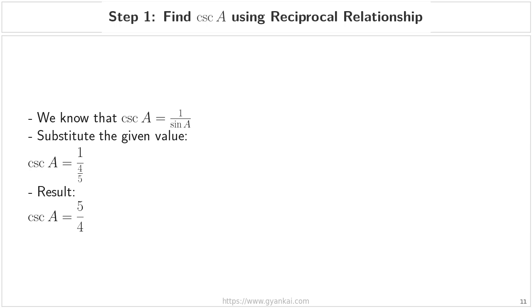Now that we have our scenario from the previous slide, let's move into step 1 of our calculation. We are looking for the cosecant of angle A. To do this, we'll use the reciprocal relationship we discussed earlier in the lesson.